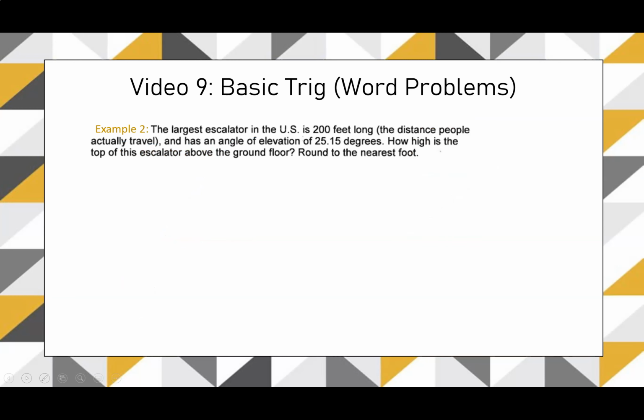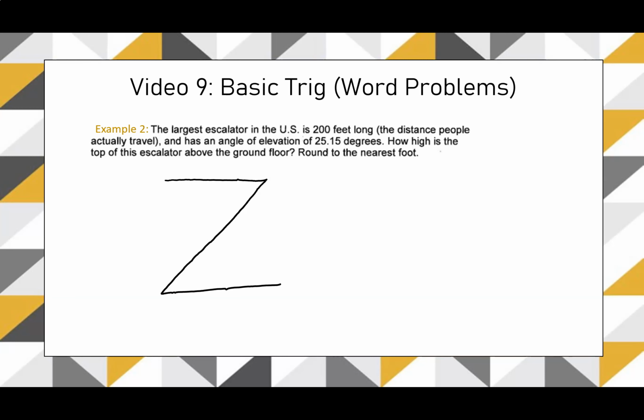All right, the largest escalator in the United States is 200 feet long, the distance people actually travel, and has an angle of elevation of 25.15 degrees. How high is the top of the escalator above the ground floor? Well, what did I say to start with? You said Z, you are correct.